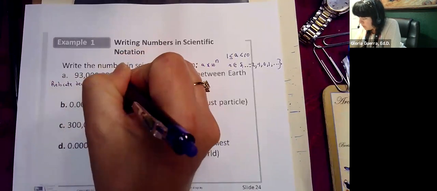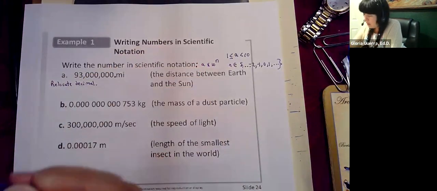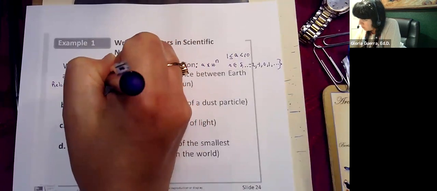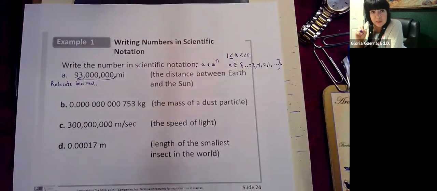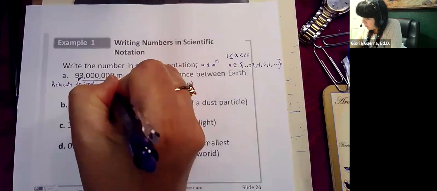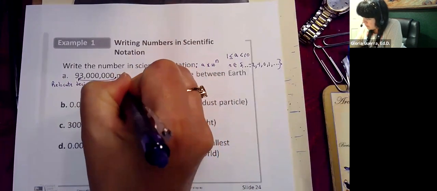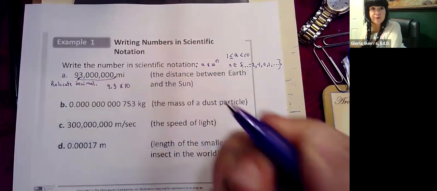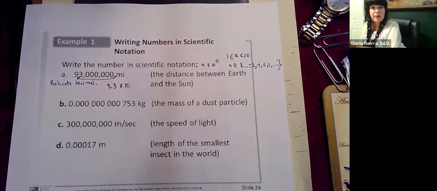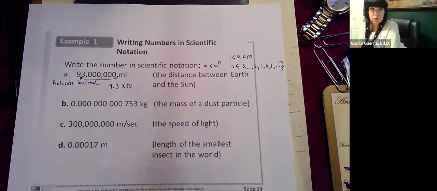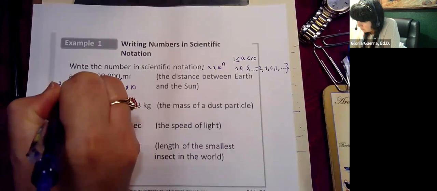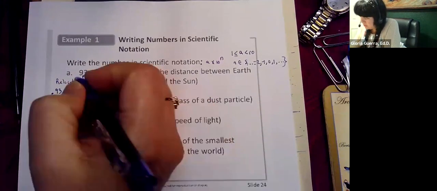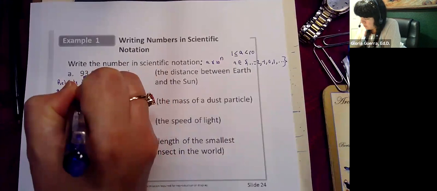Right now the decimal is way back here, imaginary, and I'm going to move it all the way over here so that it sits between 9 and 3. So I'm going to relocate the decimal so that I have 9.3 times 10, and I need a power. Anything else is either too small or too big. If I move it in front of the 9, then that's like 93 cents. That's too small.